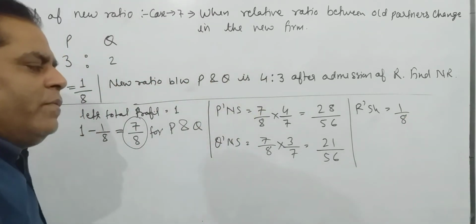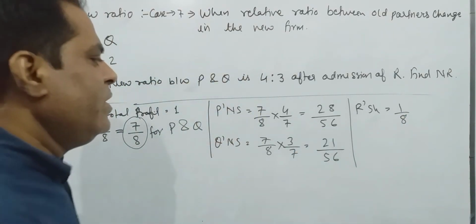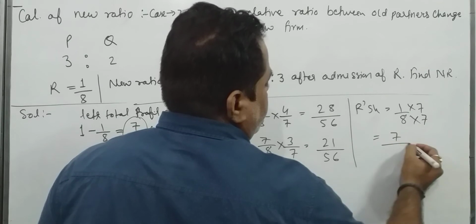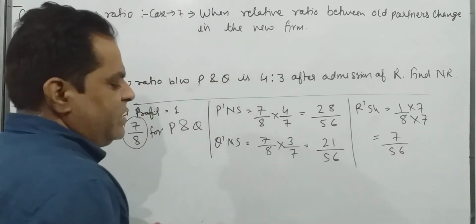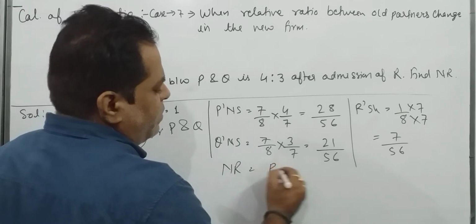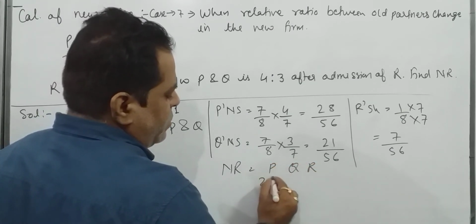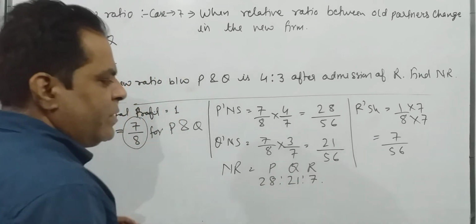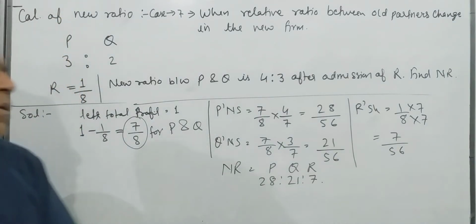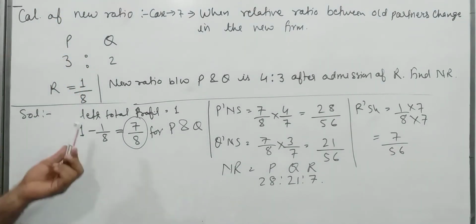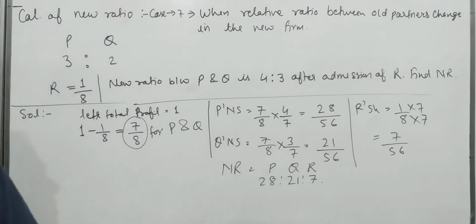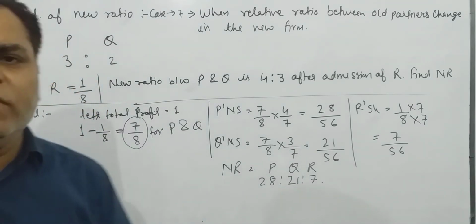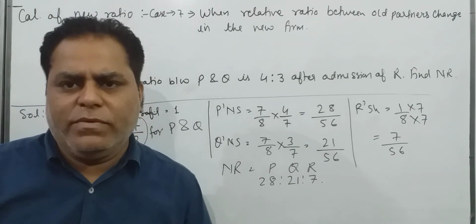And I already told you we always need the denominators equal. So what do we have to do here? We have to multiply by 7. So you will find the new share is 7 upon 56. So what is the new ratio of P, Q and R? 28, 21 and 7. Okay, this is the new ratio of P, Q and R in case number 7. So this is my total explanation of case 7. After that I am going to explain case number 8. See carefully.